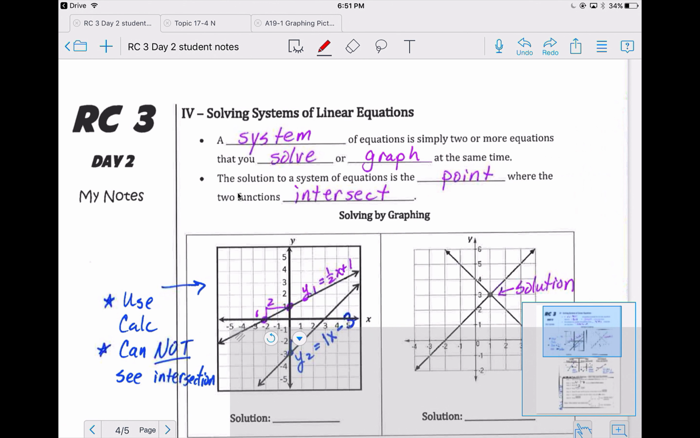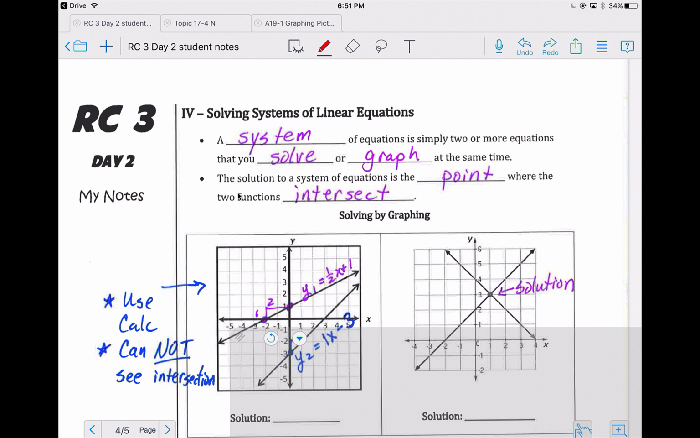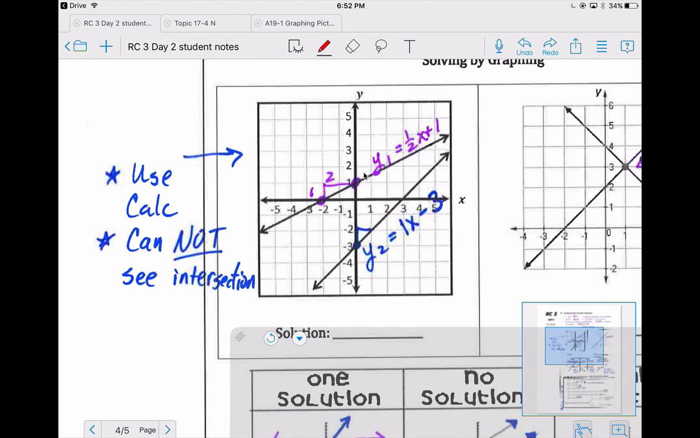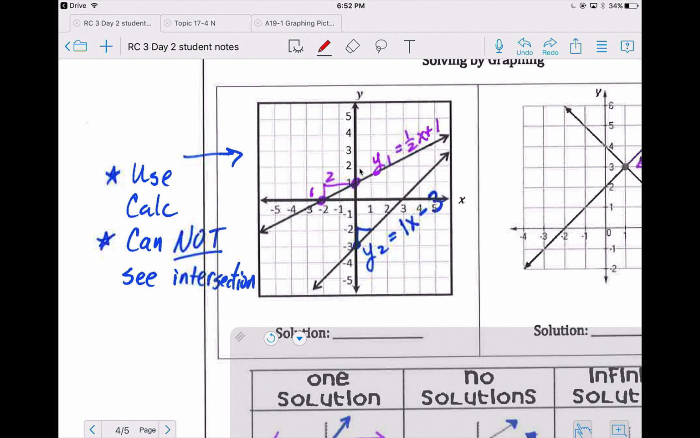So, in order to solve a system of linear equations, we talked about the 3 different types of solutions the other day, but a system is simply 2 or more equations that you can solve or graph at the same time. The solution is the point where the two functions intersect, so the point where they cross. That is all you are looking for. So for this first example, we have 2 lines, but we cannot see where they're crossing.